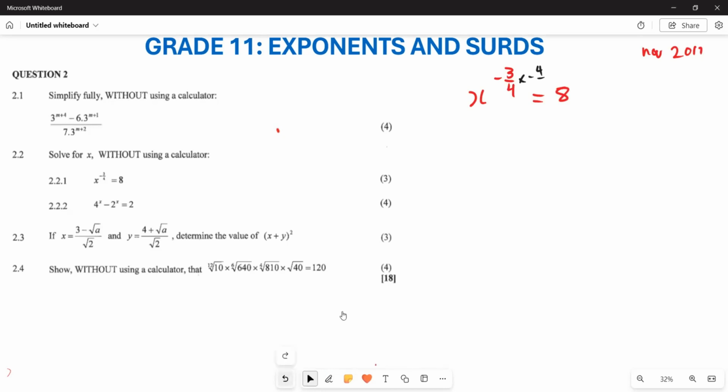But before we do that, let's start here. Let's express our 8 firstly. We are saying x to the power of negative 3 over 4 is equal to 2 to the power of 3.